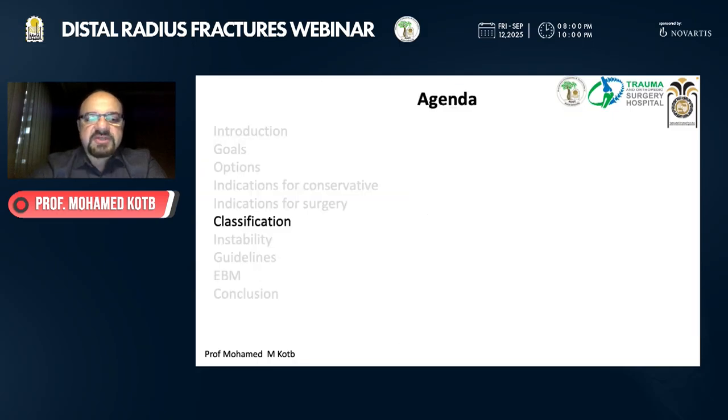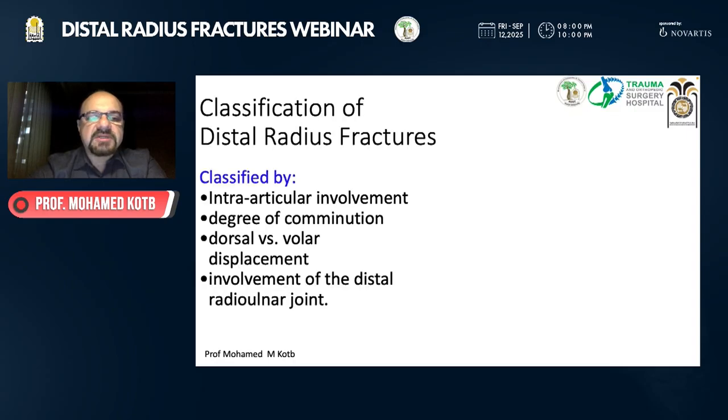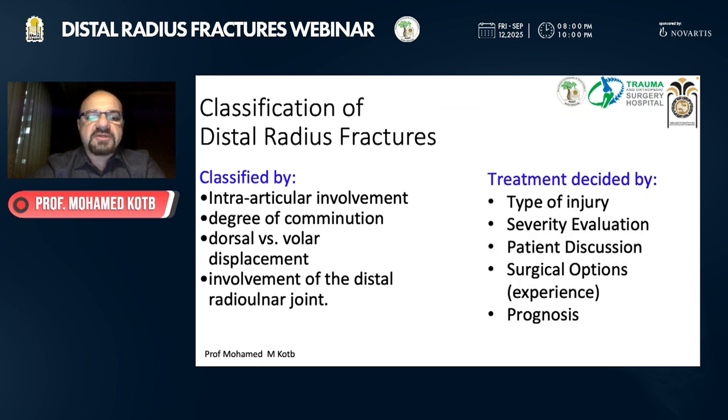So what about the classification? We will not talk about details in classification, like Dr. Omar stated, but the classification of distal radius fractures collectively is according to the intra-articular involvement, the degree of comminution, either dorsal or volar, and the involvement of the DRUJ. So the treatment is affected by classification, in addition to the type of injury, the severity of trauma, the patient discussion about what he needs and what his job is, and the surgical options according to the experience of the surgeon and the prognosis.